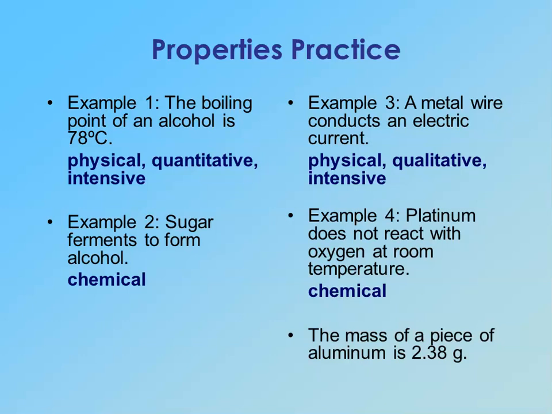Finally, our last one, the mass of a piece of aluminum is 2.38 grams. That would be a physical property. The mass of that object is not going to change the composition of that object. There is a numerical value associated with it, so it is a quantitative property. But this one's going to be extensive because how much you have is dependent on the amount of aluminum that you have present.